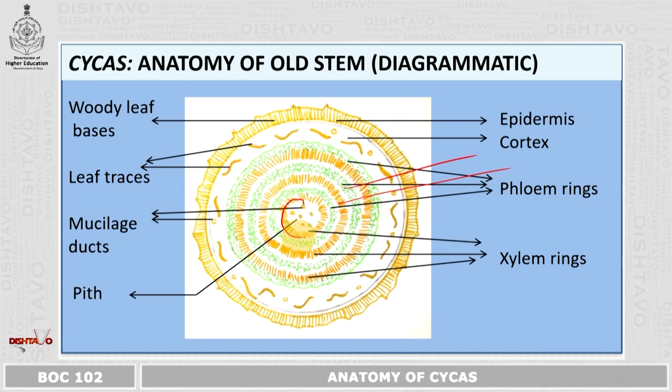In the center, we have the pith made up of thin-walled parenchymatous cells, enclosing a large number of mucilage ducts. The cortex, which is the region followed by epidermis, also encloses a large number of leaf traces and mucilage canals.